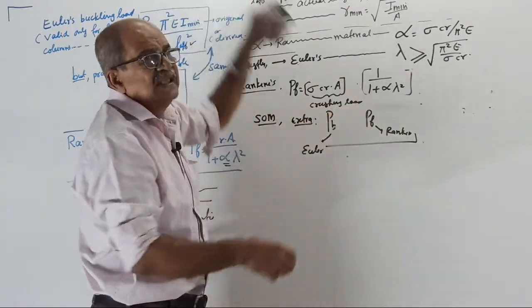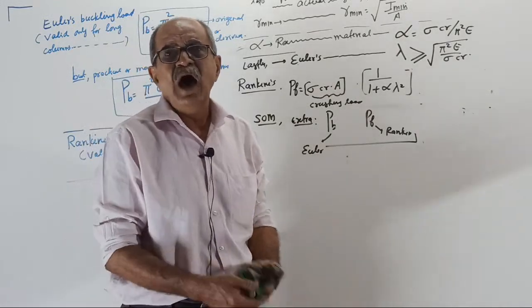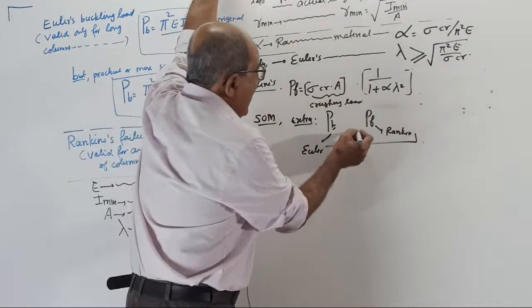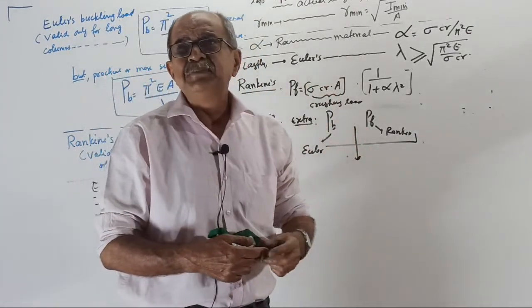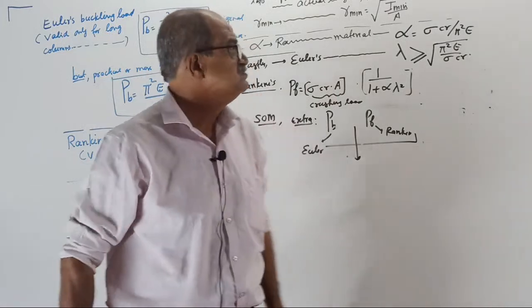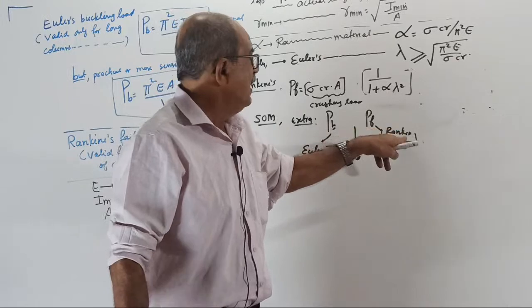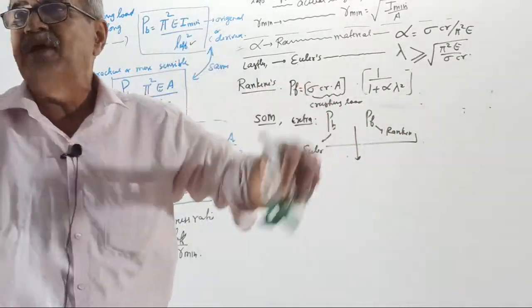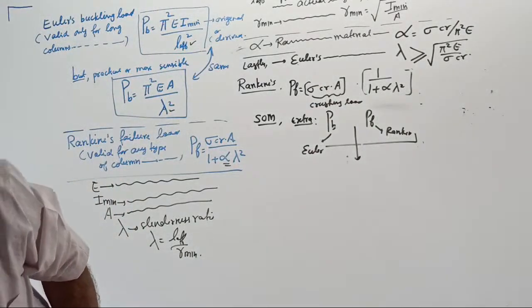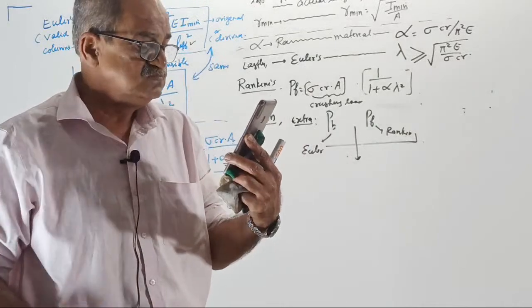If you apply Rankine's formula, it is Rankine's failure load or critical load. Both of them are permissible load or failure load. This is when the column will buckle. This is when the column will fail. Both of them, separately by concept, by respective theory, are permissible load or failure load.